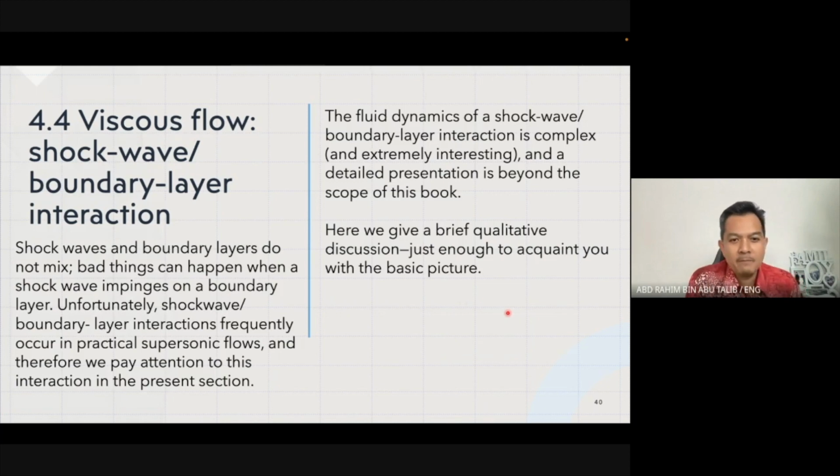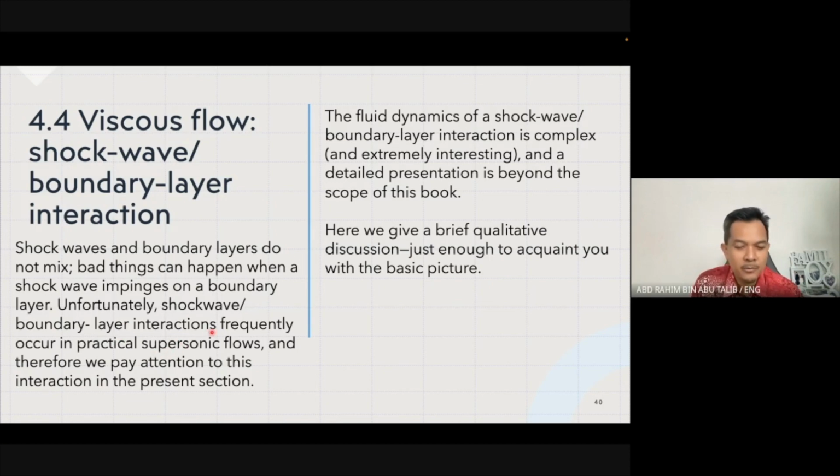The shock waves and boundary layers do not mix. So we know already that the development of boundary layers as well as the shock wave, they do not mix together, and bad things can happen when a shock wave impinges on a boundary layer. All right. So when you design your nozzle or inlet, you want to make sure that the shock wave that is generated does not mix with the boundary layer.